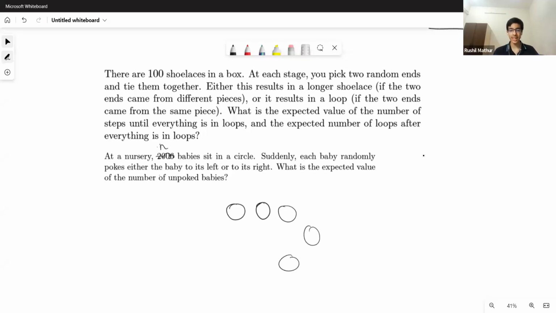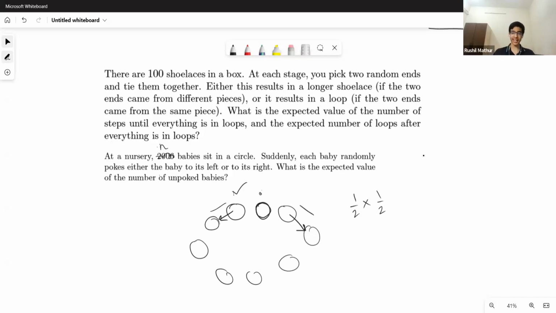So basically you can imagine n people in a circle, and if a certain baby is unpoked, then that means that the baby to the left of it chose to poke this one, and the one on the right chose to poke this one. Since every baby is randomly picking, there's a 50% chance that it picks this one and 50% here. So the probability that this happens is 1 by 2 into 1 by 2, because both of these events must occur for this one to be unpoked. So the probability that each baby is unpoked is 1 by 4.